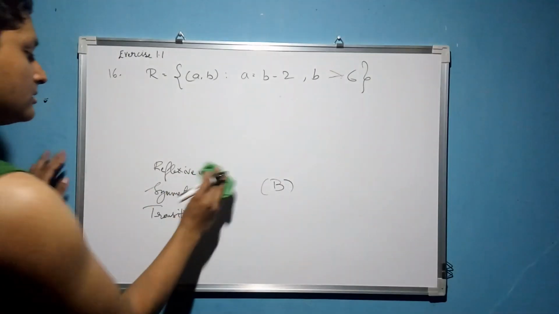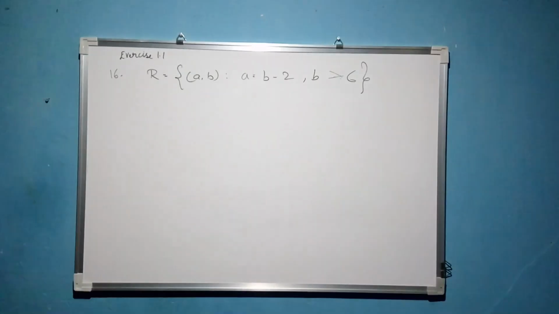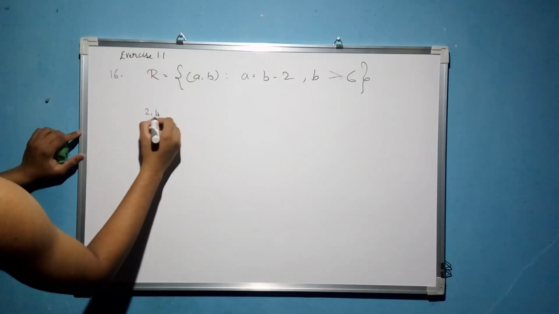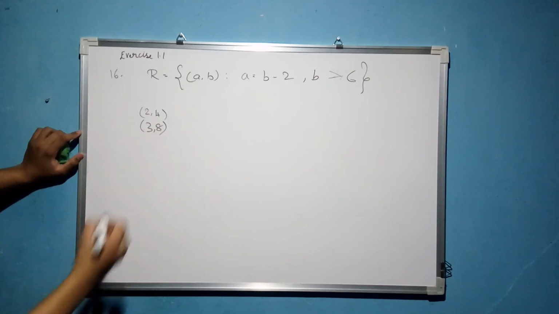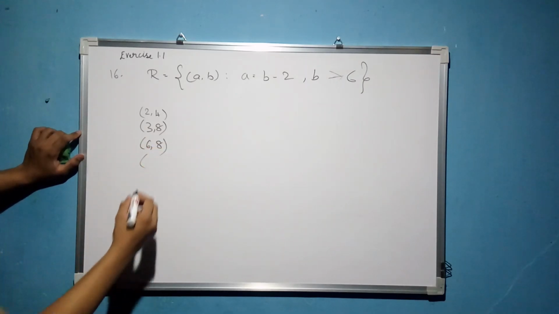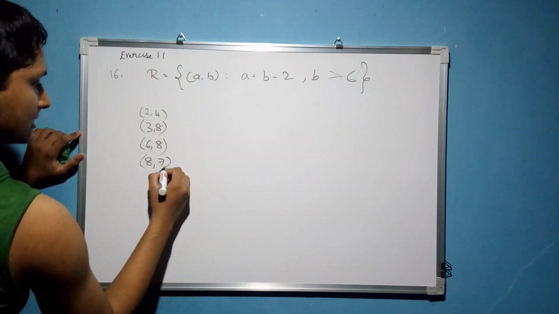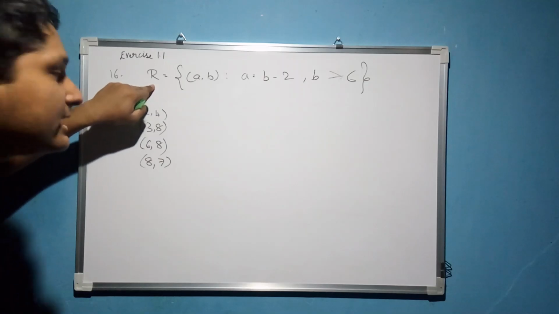So you see the question. What do you need to find in this? You need to find the correct answer where the relation belongs to. Say there are given elements. There is (2, 4) in the first option. The second option has (3, 8). The third option has (6, 8). And the fourth option has (8, 7). You should just check whether these elements belong to this particular relation.